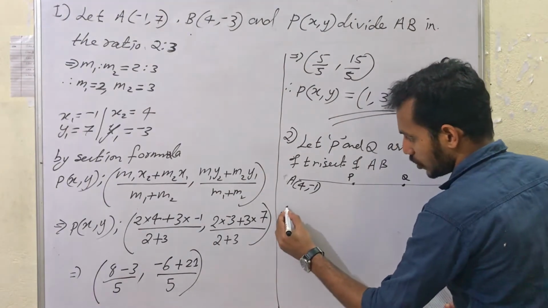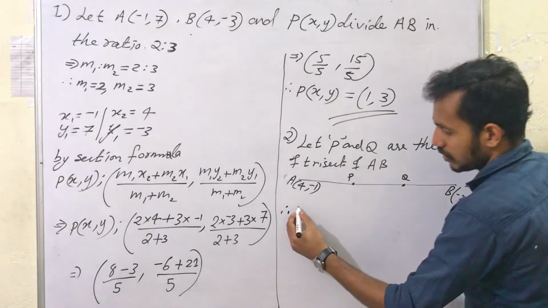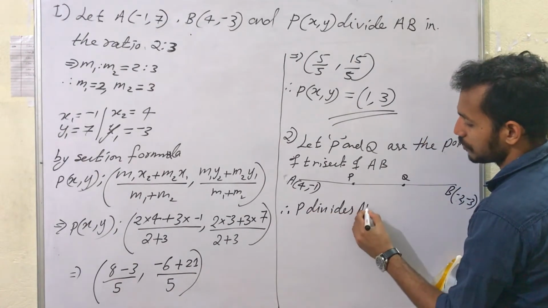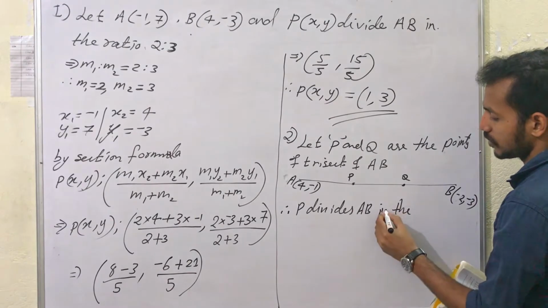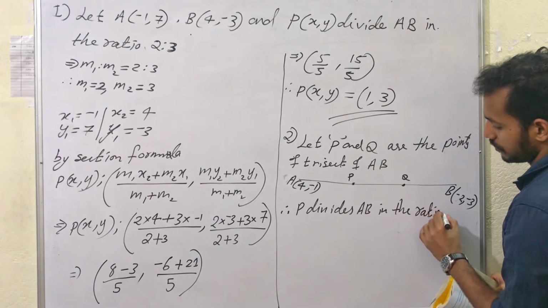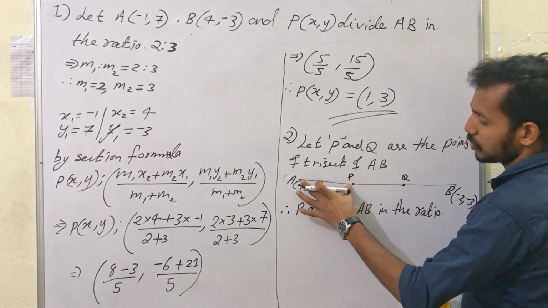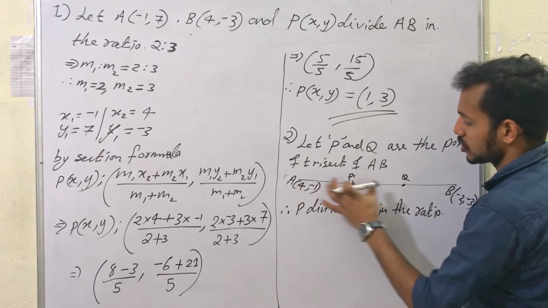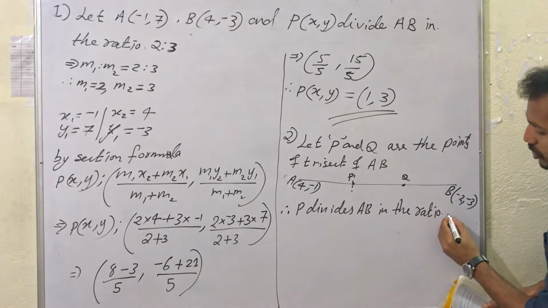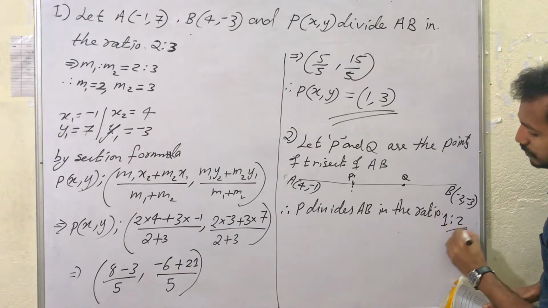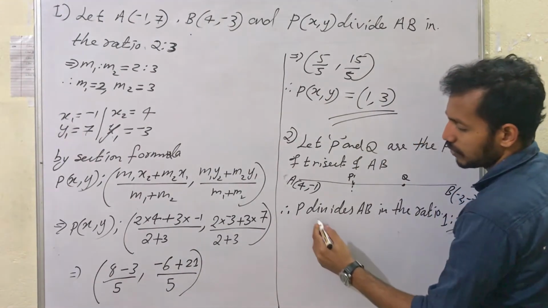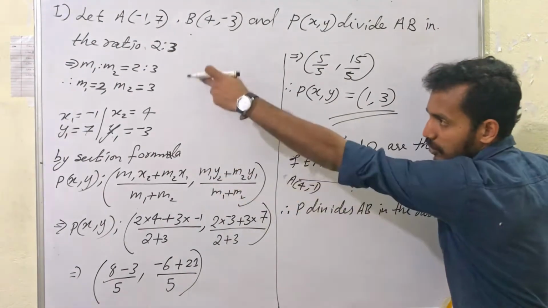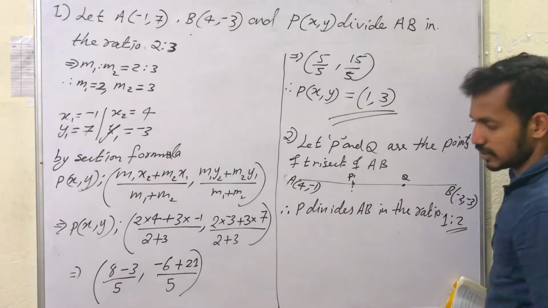Now what will be the ratio for this point? P divides AB in the ratio. What will be the ratio? Here one portion, here two portions. So the point P divides AB in the ratio 1:2. Clear? Ratio 1:2. Similarly, now you can solve with this. You have the ratio and you have the coordinates. So you can just do the same process that we have done here. You will get the answer.